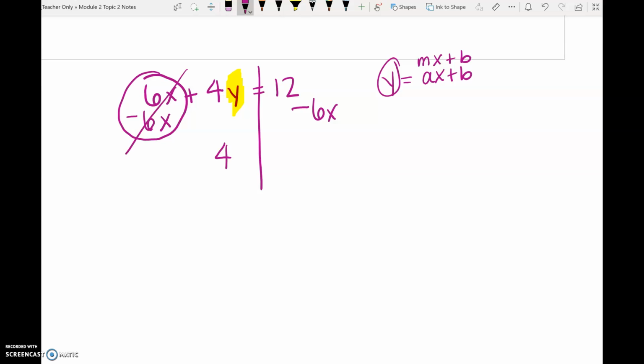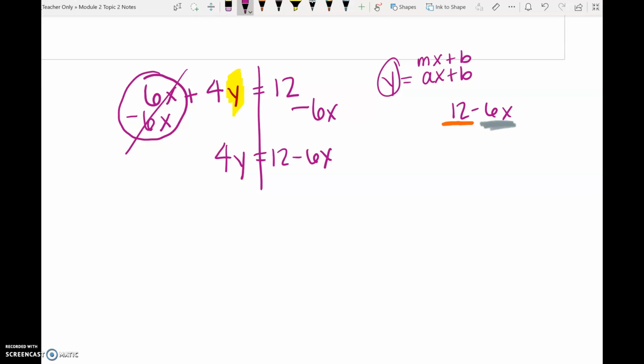When I move it over, I have to simplify 12 minus 6x. Notice that these are not like terms, okay? The 12 does not have an x, and the 6 does. So we can't put those together. If we can't put them together, we just write them as is.